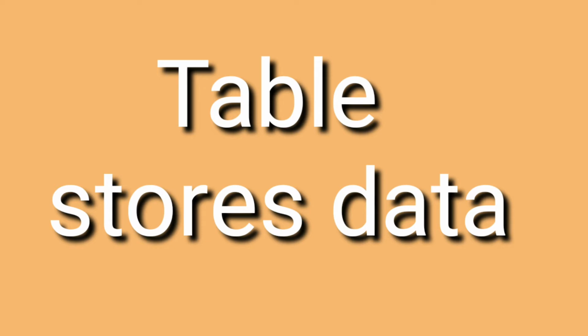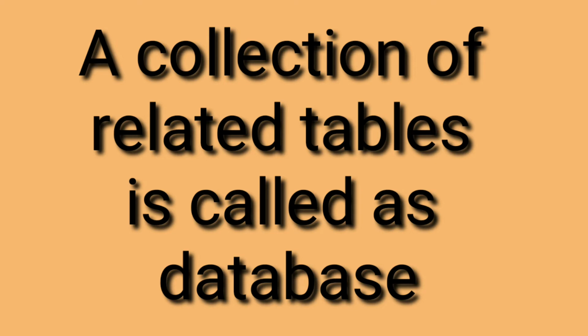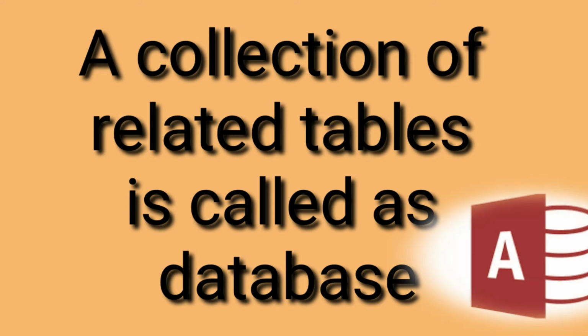And a collection of these related tables is called a database. So, a database is a collection of related tables. In a database, the data remains in an organized order. For example, a telephone directory or even the phone book of your mobile is an example of a database, where we store the name of the person and their mobile numbers. So it is also an example of a database.